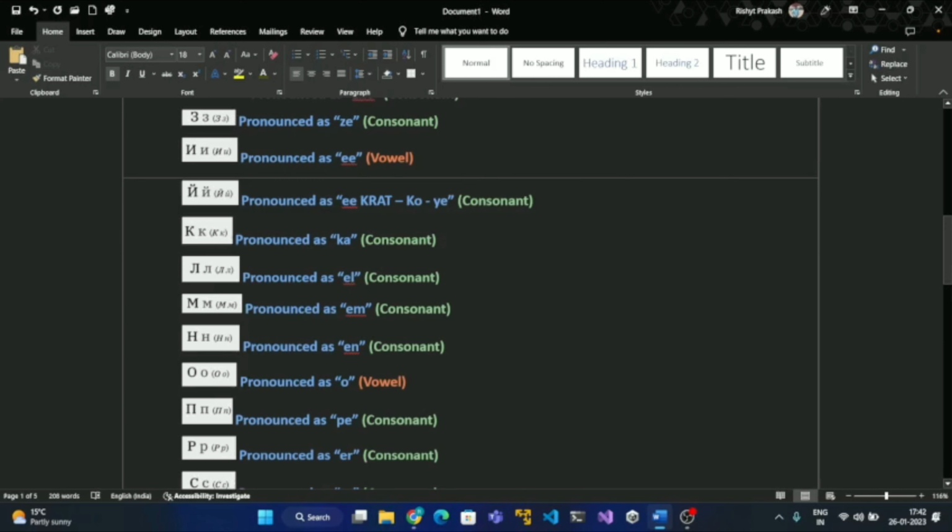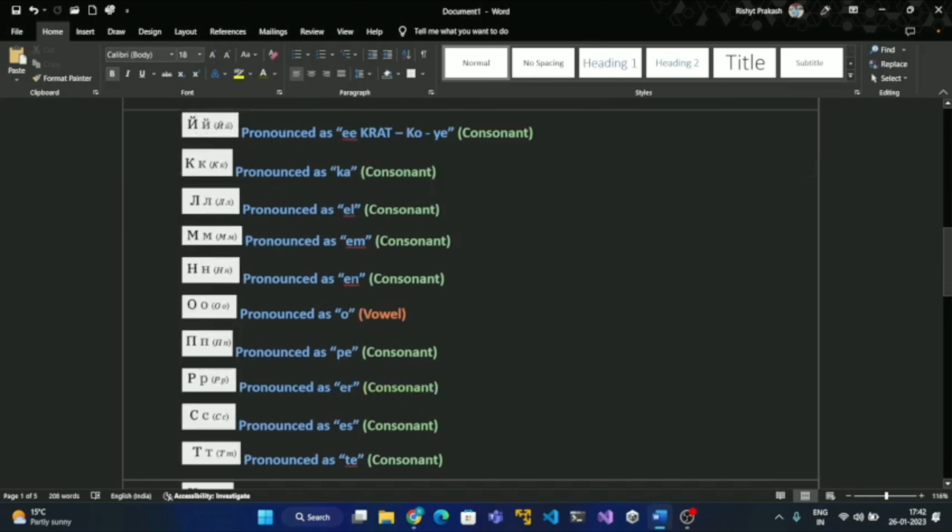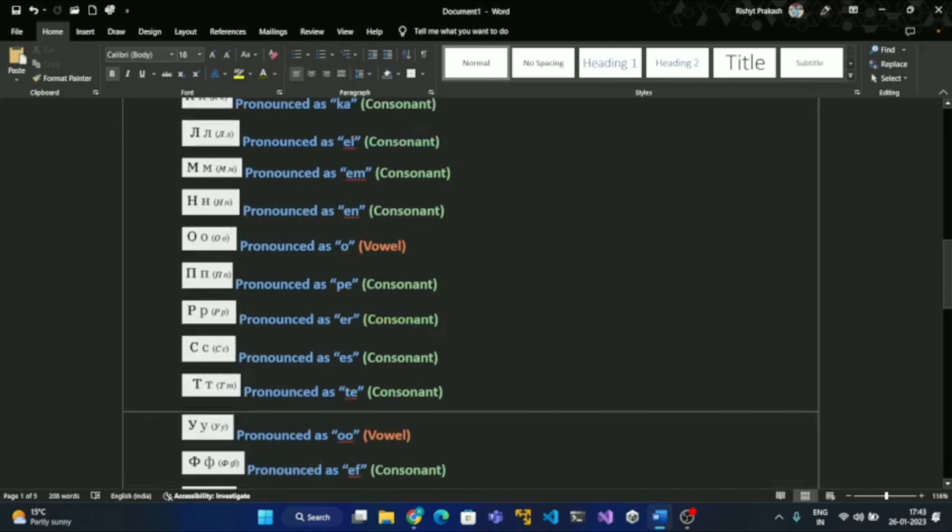Then we have Ka, which is a consonant. Then we have L, which is also a consonant. Then we have M, which is a consonant. Then we have N, which is also a consonant. You need to keep in mind that some of the Russian letters look like English letters, but they are pronounced in a different way. Taking this example, see, it is written as an English H, but it is pronounced as N. Let's move on to the next one.